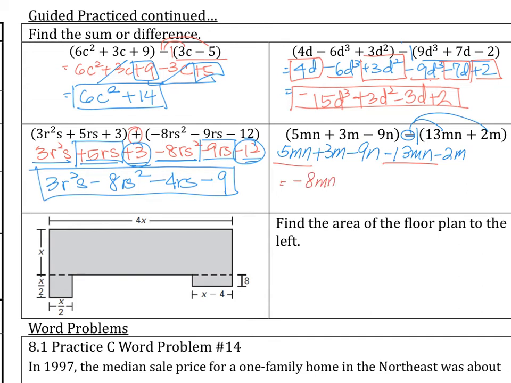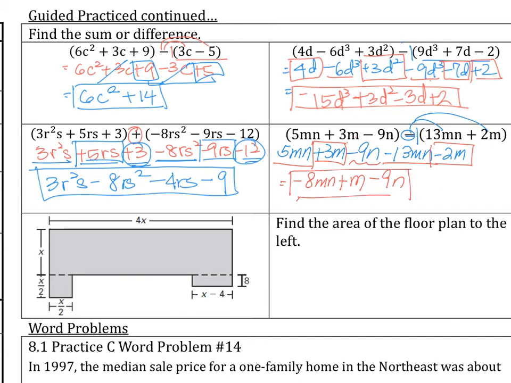And the next one will be positive 3m with negative 2n. So that will make 3 minus 2 makes positive m. And we have a leftover of negative 9n. And that would be our simplified expression.